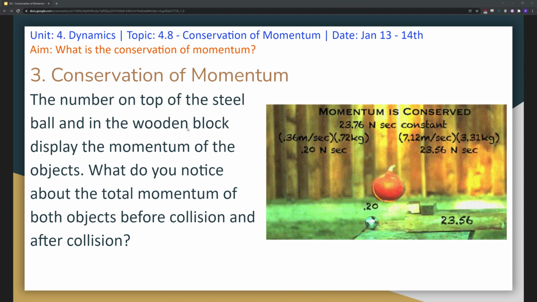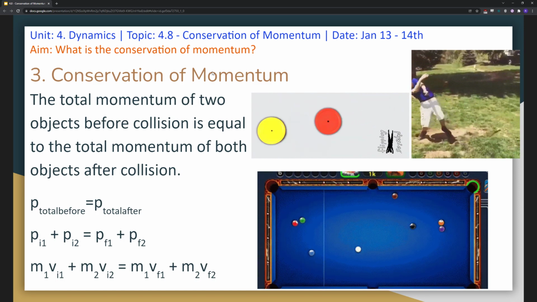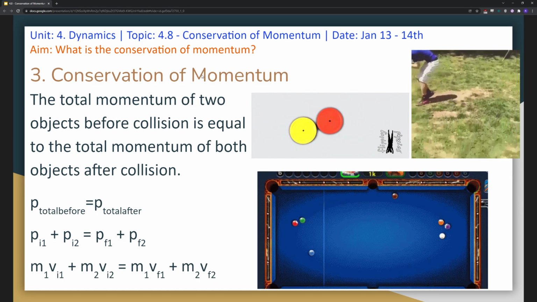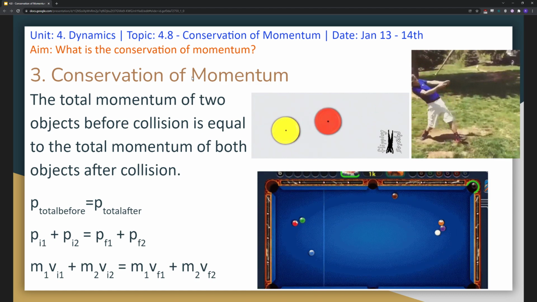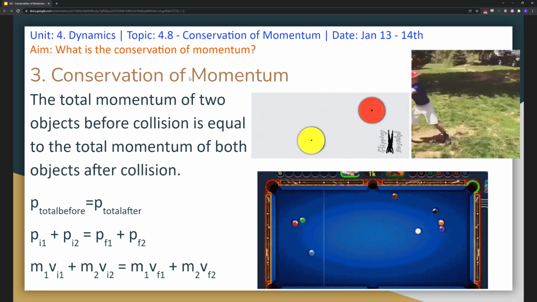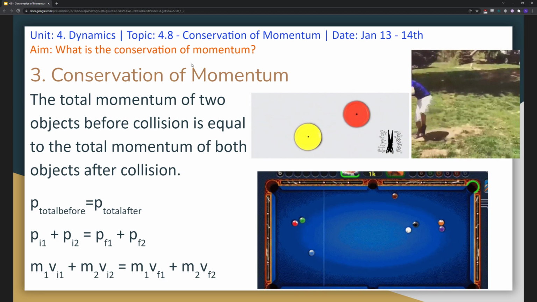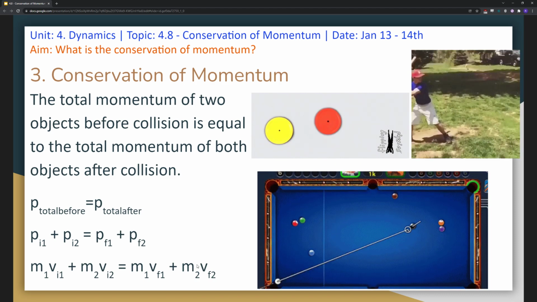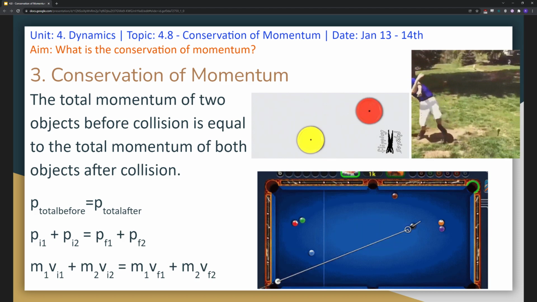And here we get to the topic of this unit, which is the conservation of momentum. The total momentum of two objects before a collision is equal to the total momentum of both objects after the collision. And so you have this formula here. On the bottom, you have your total momentum after.